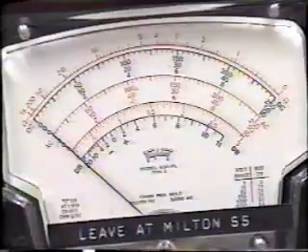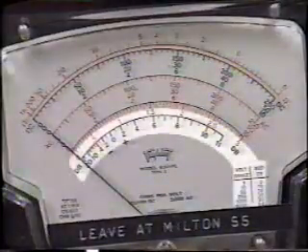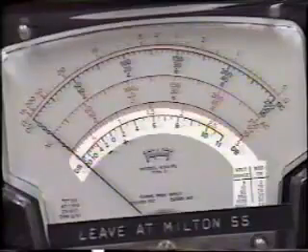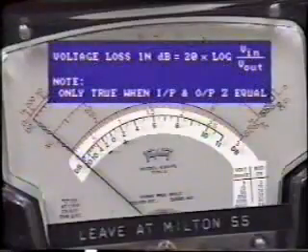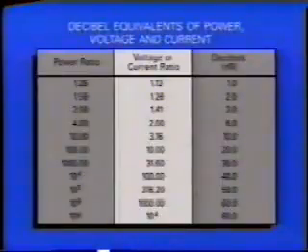Signal voltage loss can also be expressed in dB, and some test instruments are calibrated to read dB directly. The calculation is a little different to that for power loss. The voltage loss in dB is equal to 20 times the logarithm of the voltage ratio, voltage in over voltage out. We can add the voltage ratio to our chart for corresponding dB values.